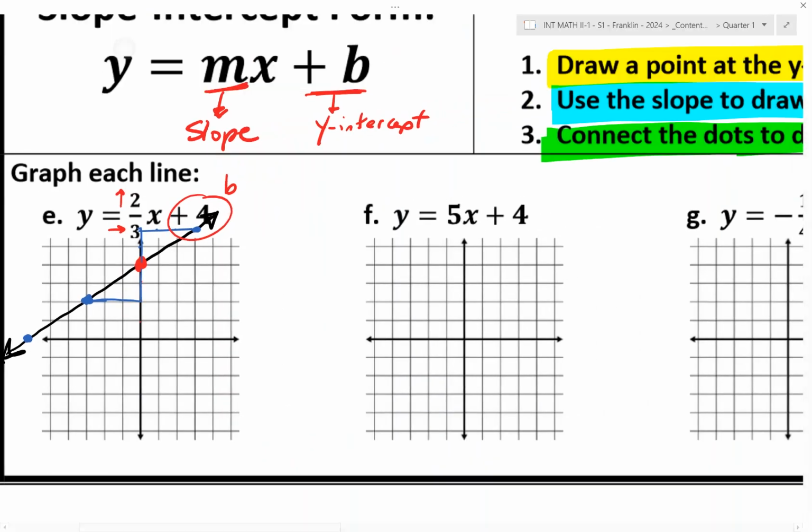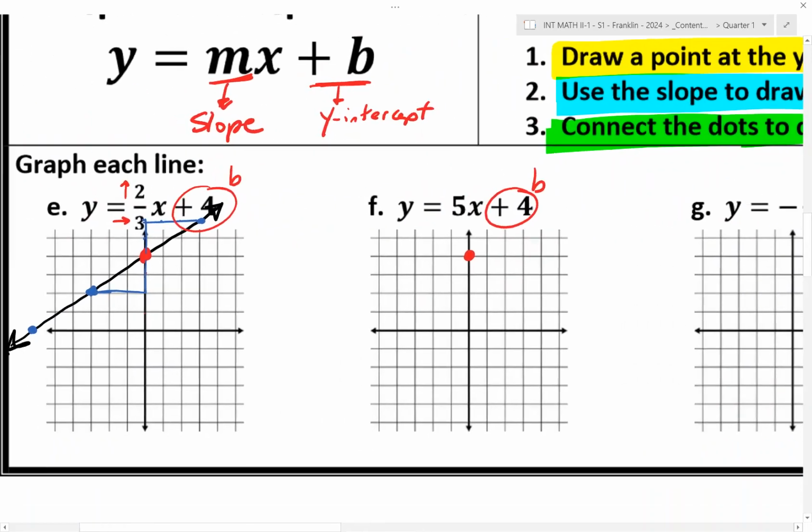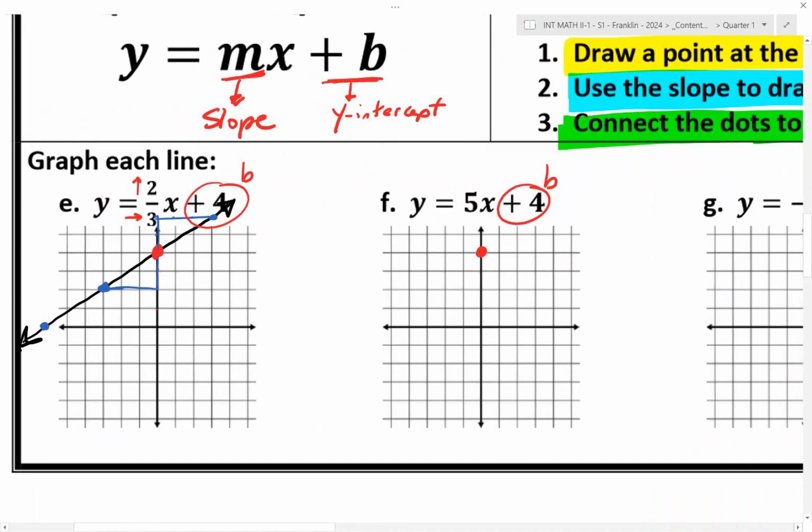Let's look at the next one, y equals 5x plus 4. So again, we're starting with 4 on the y-axis. Okay, good. So then our slope is 5. Now, when it's a whole number like this, we know that that is the same thing as 5/1, right? So we want to go up 5, right 1 from that point.